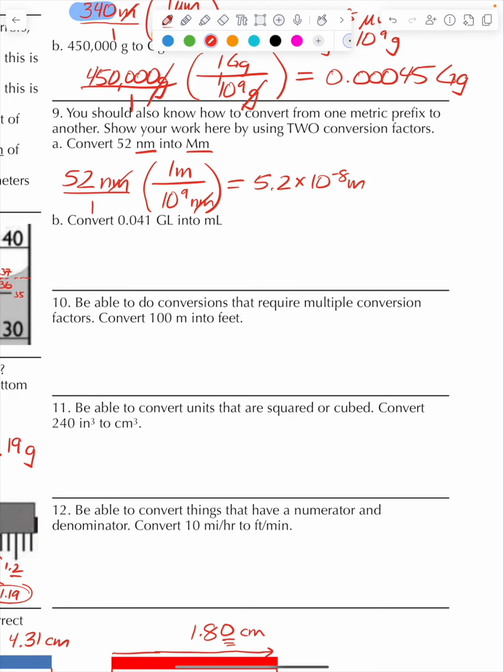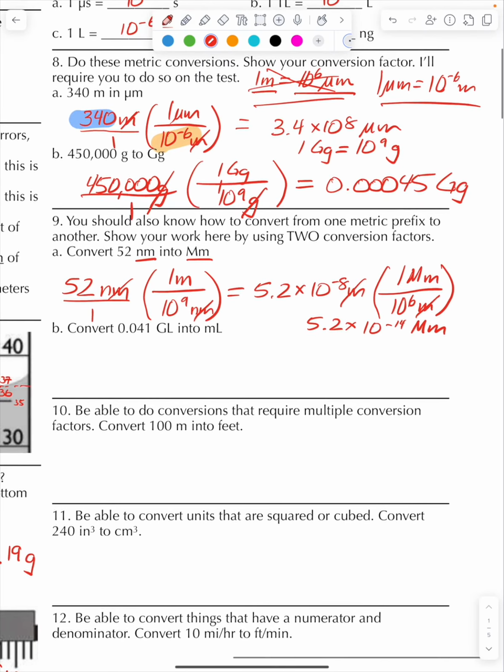But now I need to get to megameters. So instead of rewriting it, let's go between meters and megameters. Well, 1 megameter is 1,000,000 meters. So I'm going to put 10 to the 6 meters here, equal to 1 megameter, with the meters on the bottom so the meters cancel. I divide 5.2 times 10 to the negative 8 by 10 to the 6, and you get 5.2 times 10 to the negative 14th megameters. And that is the right answer. So you could do that, convert twice.